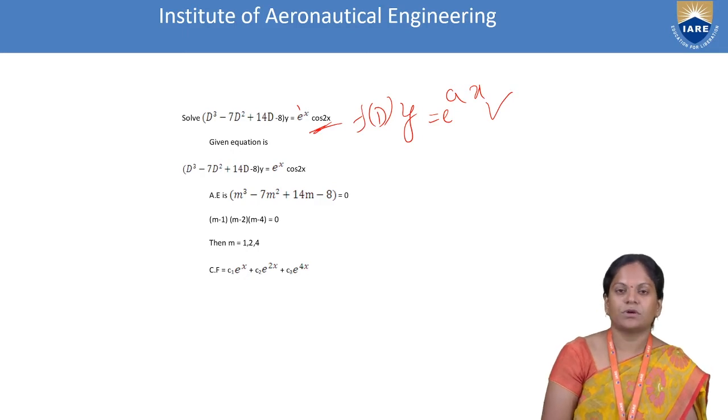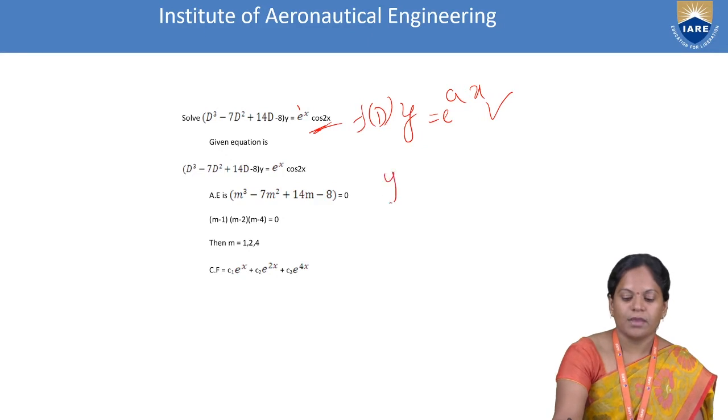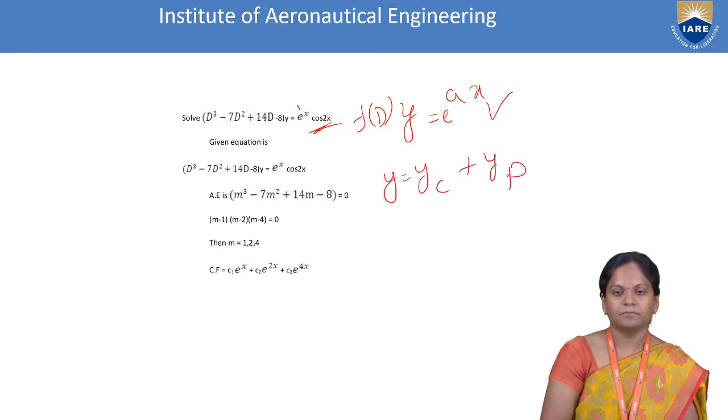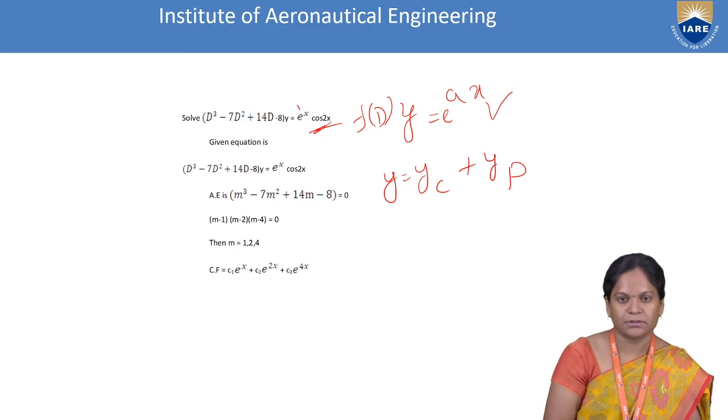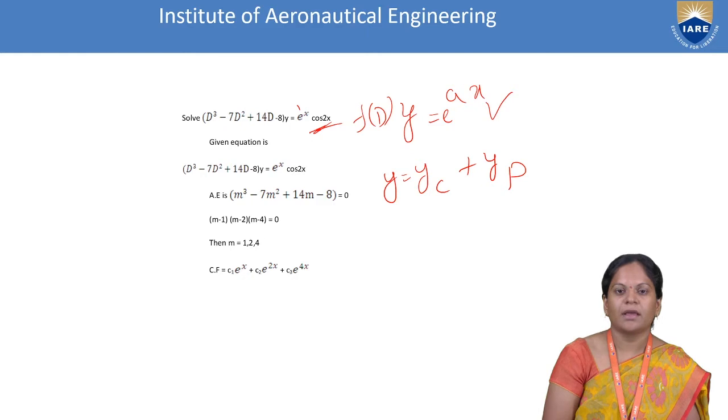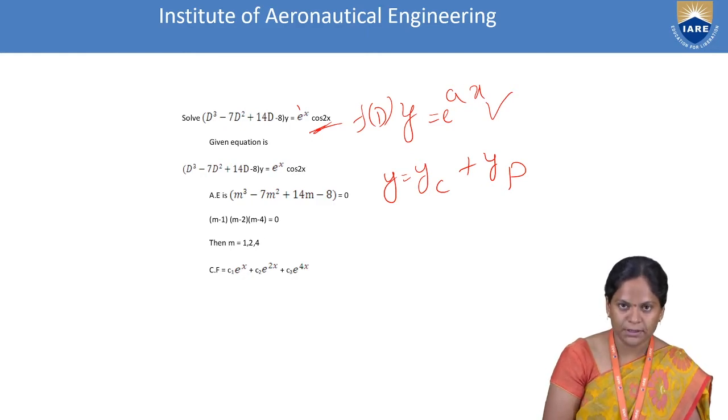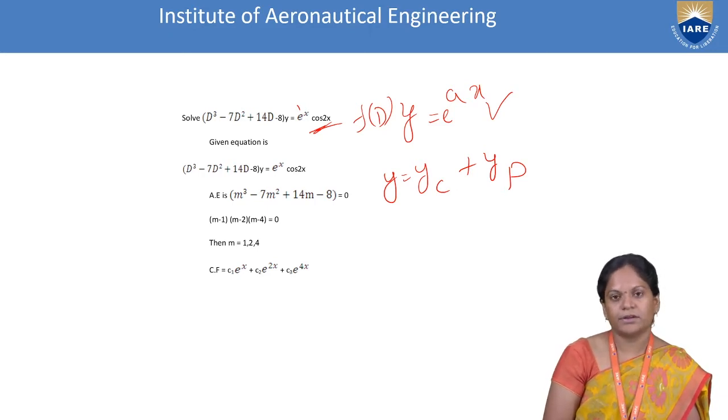What is the solution of f of d into y equal to q of x? Y equals yc plus yp. So in any case or any method, the general solution is y equals yc plus yp. Yc is nothing but the complementary function, and yp is nothing but the particular integral. The complementary function we can find using roots, and the particular integral we find using q of x.